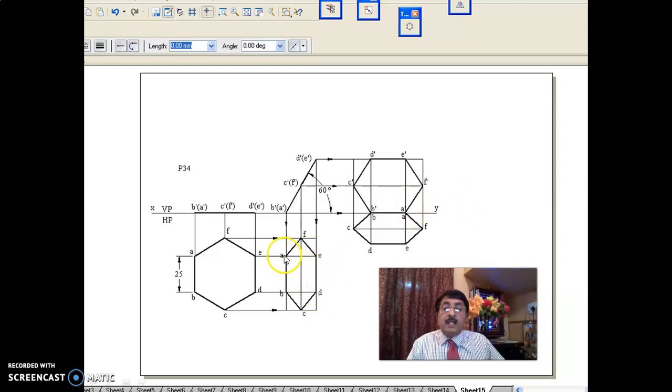If edge on HP also on VP means put AB on XY line. If edge on HP parallel to VP means make AB parallel to XY line. And at the same time, if they say edge on HP is at a distance of 50 mm from VP, means 50 mm from XY line, you draw this AB. That means this top view. In that way you can do any type of problems here.